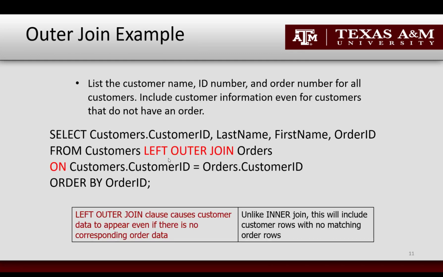In this outer join example, we're going to show all of our customers, whether or not they've placed orders. If they've placed orders, we will also display the order ID. But if they haven't, we'll still see that customer. We'll just show no corresponding order data for that specific customer. Let's look at the result.